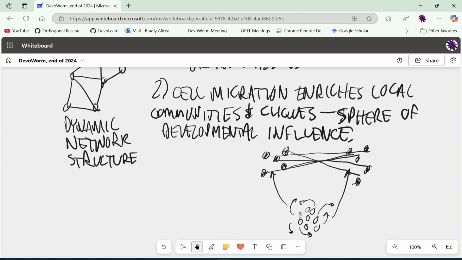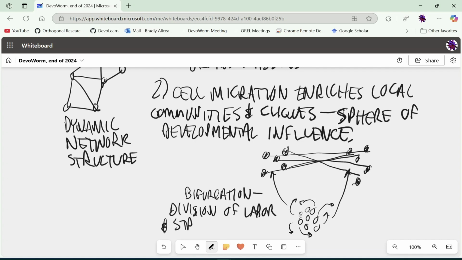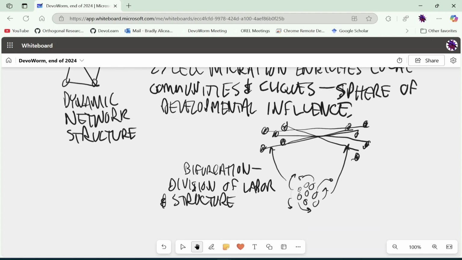And this is what we call this bifurcation, which is this division of labor and structure with maybe what we'll call weak ties.